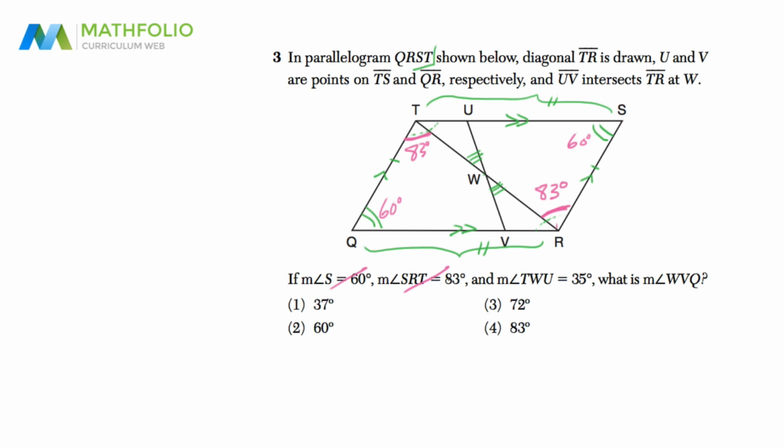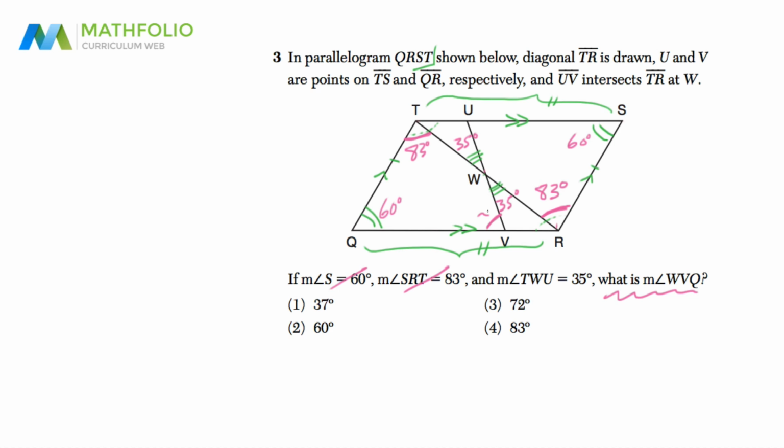So SRT is 83, great. And also we're told TWU, T to W to U, is 35 degrees. That means this is 35 degrees because they are vertical angles. So finally it asks for the measure of angle WVQ. So W to V to Q is right here, and that's what we need to find.